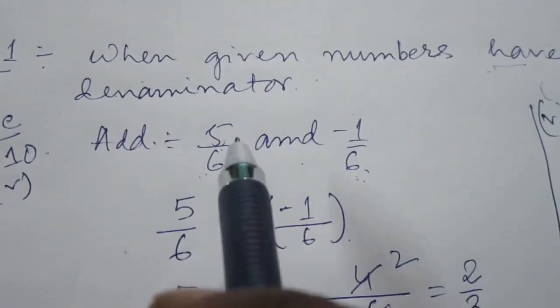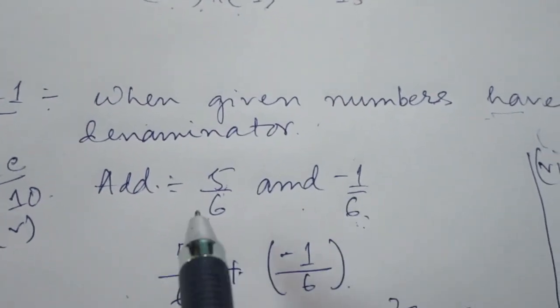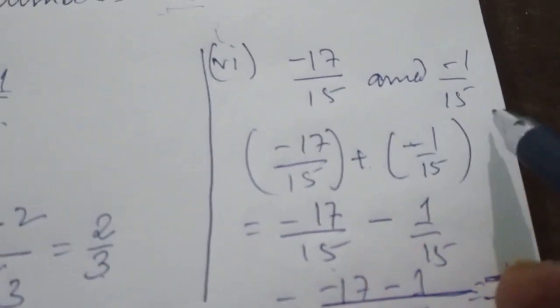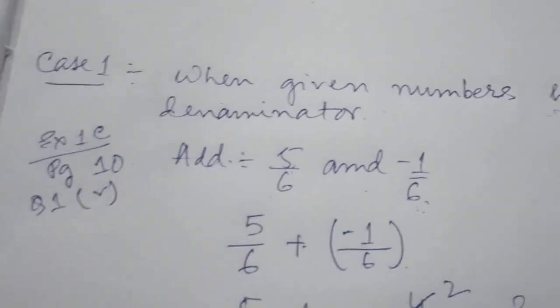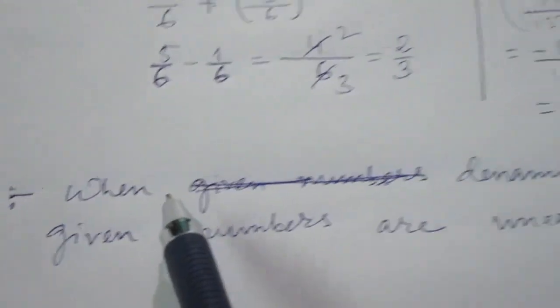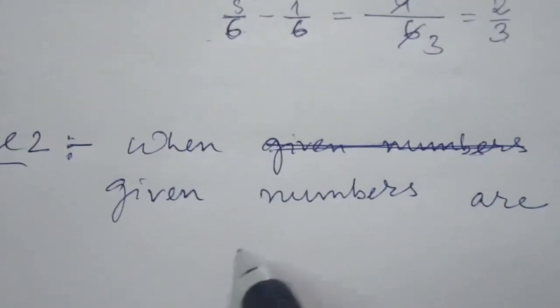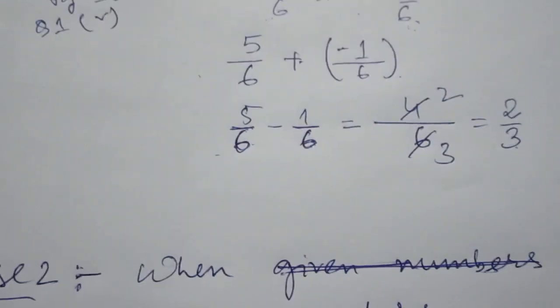Suppose we add 5 by 6 and minus 1 by 6, the denominators are the same, that is 6. So how do we add it? I have explained it here also. So this part I have finished. Now we will discuss case 2. Case 2 says that when the denominators of the given numbers are unequal, that means the denominators are not equal.